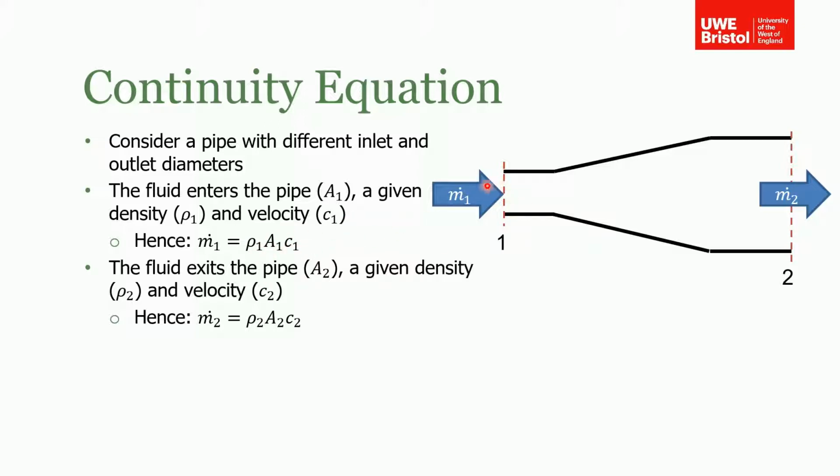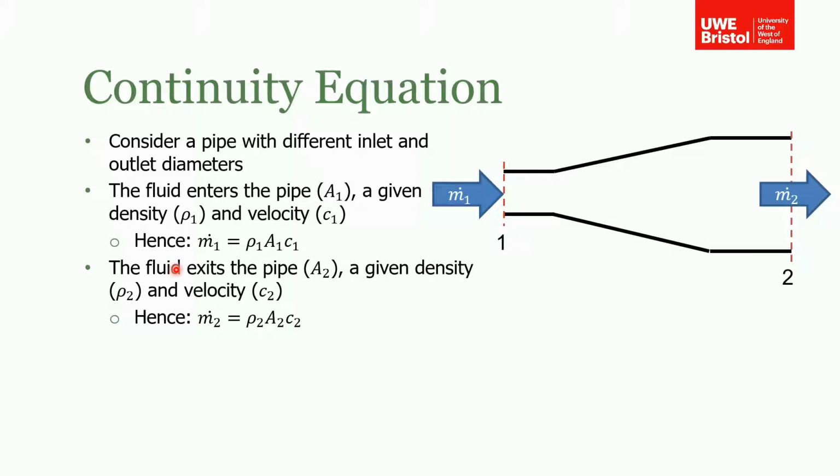And likewise, if we know the values for the inlet, we can also work out the mass flow rate at the exit. When the fluid exits the pipe with a larger cross-section area, A2, which is different to the inlet, the fluid also has a given density, and it's the same, but we'll come on to that in a minute.